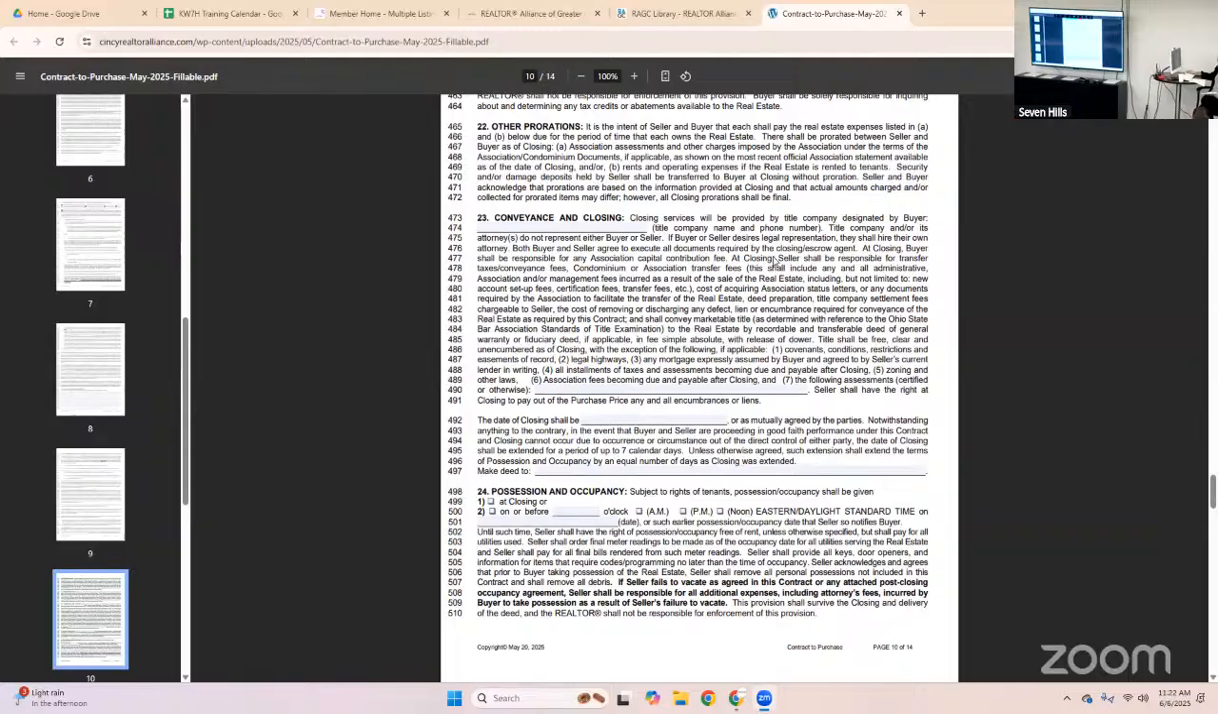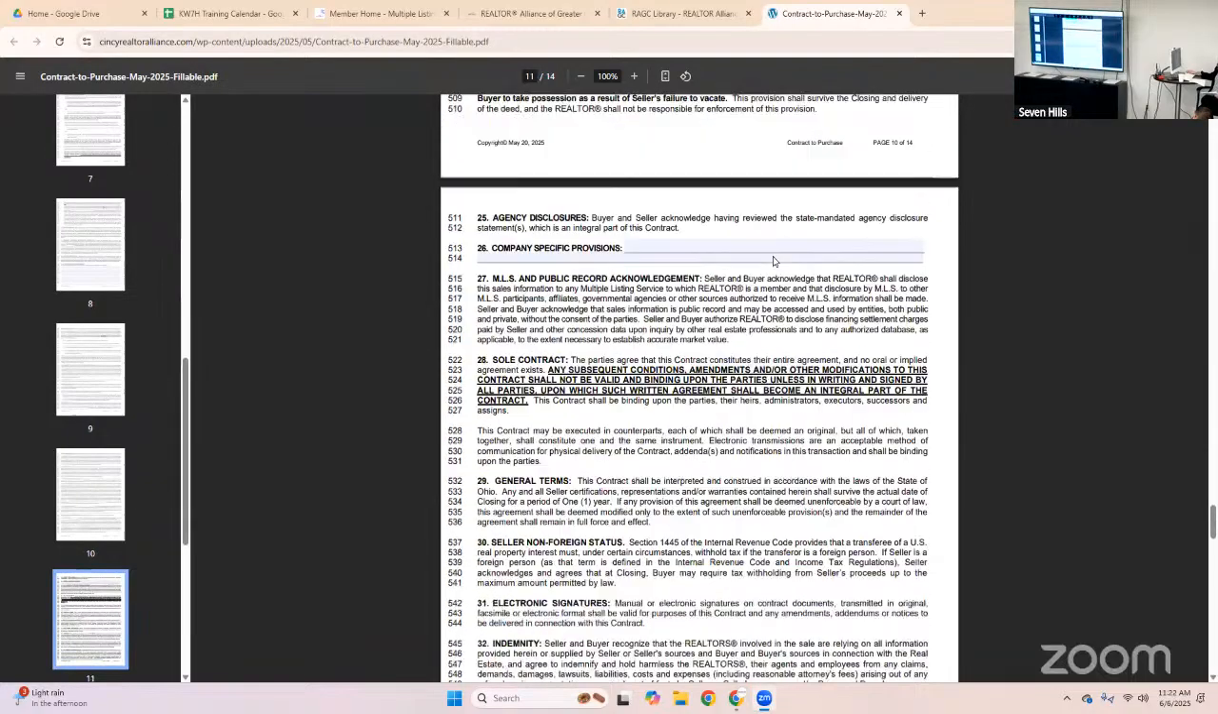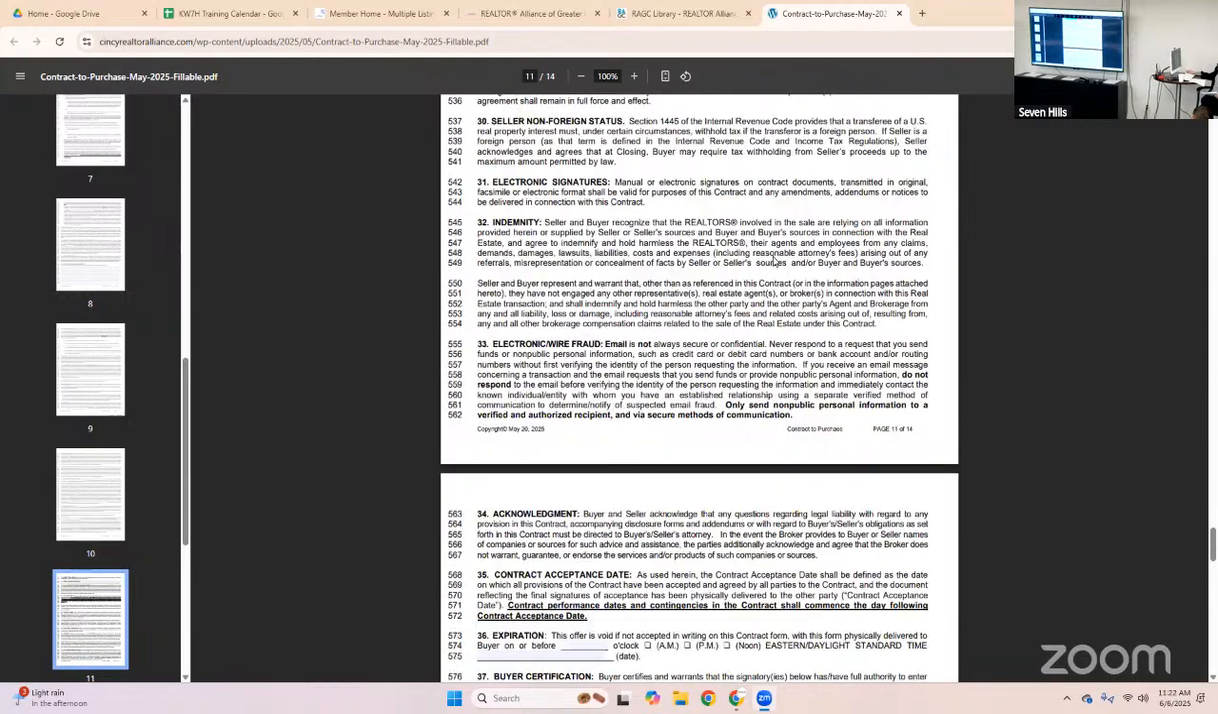Section 25 is agency disclosure. And they're clarifying that disclosure is an integral part of this contract.